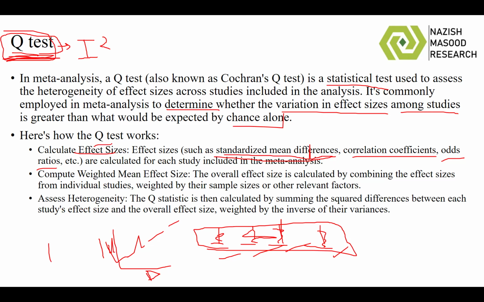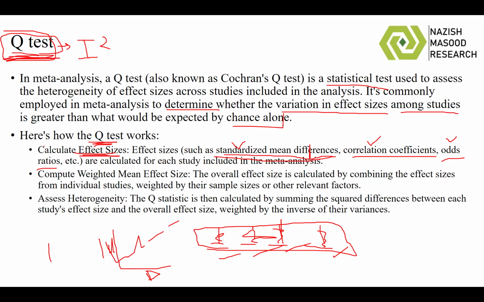So how do we calculate Cochrane Q? First, we calculate the effect size. Every study already has its effect size. Maybe it is reporting the mean difference. Maybe it's reporting a correlation coefficient. Maybe it's reporting an odds ratio. Maybe it's reporting a relative risk.